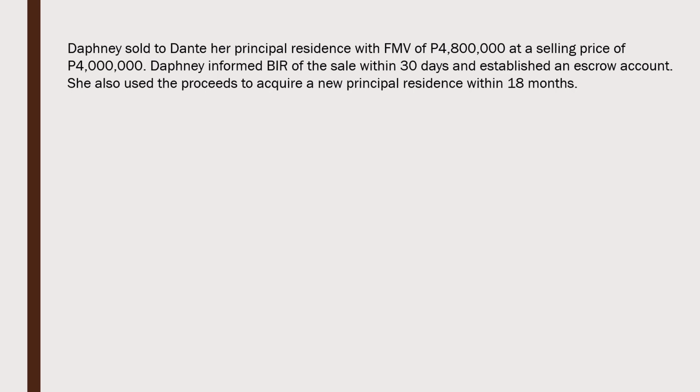Daphne sold to Dante her principal residence with a fair market value of 4.8 million at a selling price of 4 million. Daphne informed the AR of the sale within 30 days and established an escrow account. She also used the proceeds to acquire a new principal residence within 18 months. So 4 million is the proceeds. If the new residence also costs 4 million, how much is the CGT due?